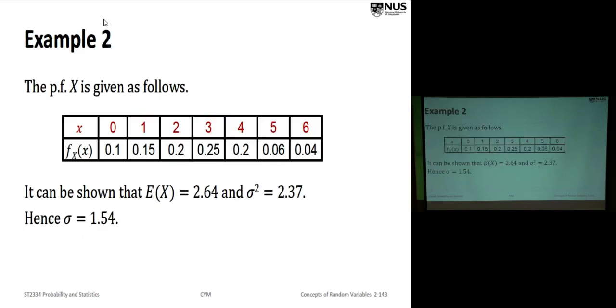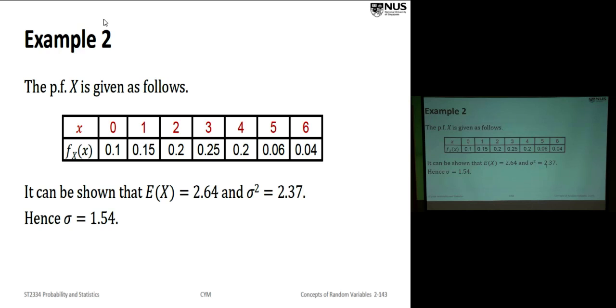Okay, so here now we'll look at another example, but in this example, what happens is that Chebyshev's inequality is not very good. I know the probability mass function, so I take a random variable x, it could take the value 0, 1, 2, 3, 4, 5, 6. These are the probabilities that x takes each value, and if you want to compute the expectation, you can show it's 2.64, and that the variance is 2.37. I mean, you know how to do those things at this stage.